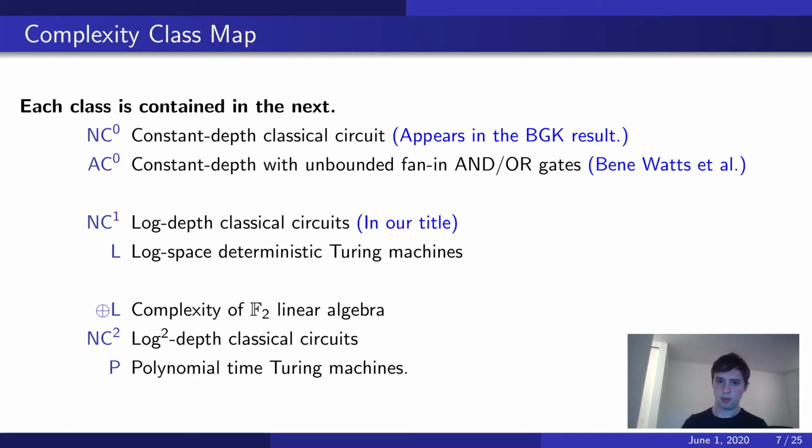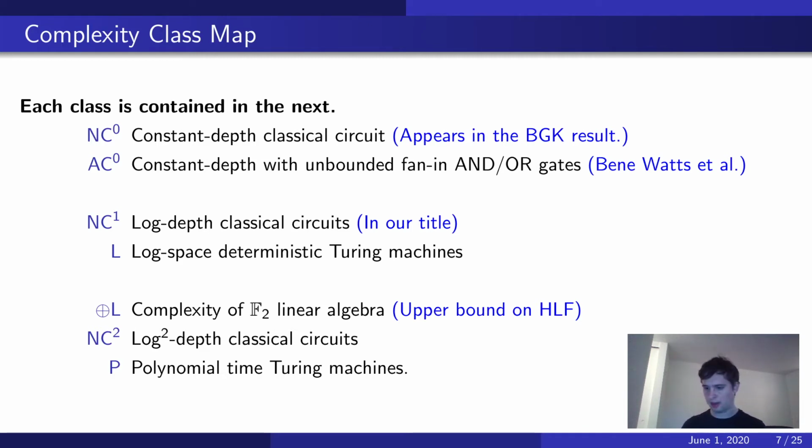Then we get to NC1, which is our class from the title. And parity L is the upper bound we just put on HLF. And just for a bit of perspective, all of these are contained in NC2, which is contained in P. So they're all still very small complexity classes. Now, given all that, where does HLF fit into this picture? We know it's not in the top two classes because of the BGK result and Bennett-Watts. And we know it is in parity L, and thus all of the last three classes, by Aaronson and Gottesman. But we don't know about NC1 and L, log space.